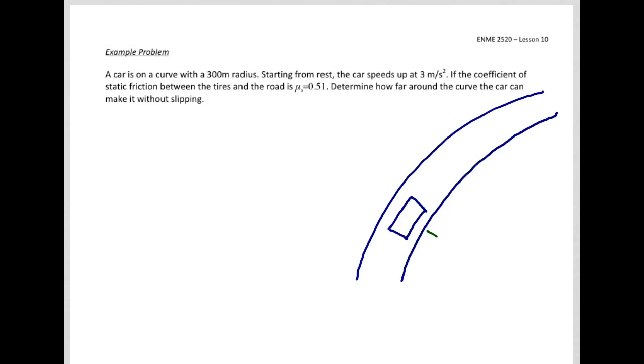And so we have a radius of curvature of 300 meters. And our reference frames are going to be our inertial reference frame, which we can really place anywhere, as long as it is inertial. So E sub 1, E sub 2.